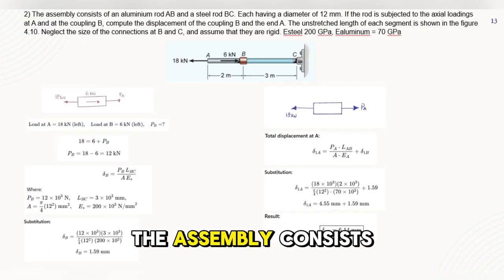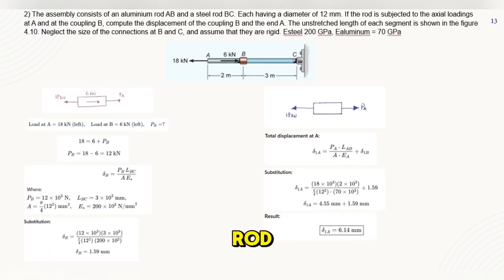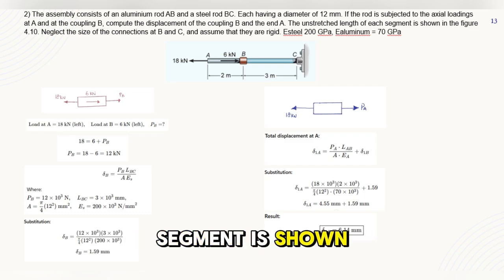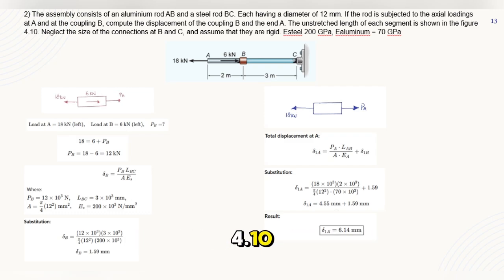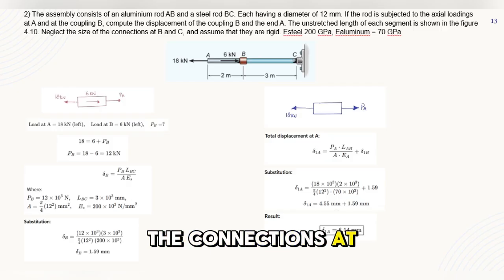Tutorial 2. The assembly consists of an aluminium rod, AB, and a steel rod, BC, each having a diameter of 12 millimeters. If the rod is subjected to the axial loadings at A and at the coupling B, compute the displacement of the coupling B and the end A. The unstretched length of each segment is shown in figure 4.10. Neglect the size of the connections at B and C, and assume that they are rigid. E steel = 200 GPa, E aluminum = 70 GPa.